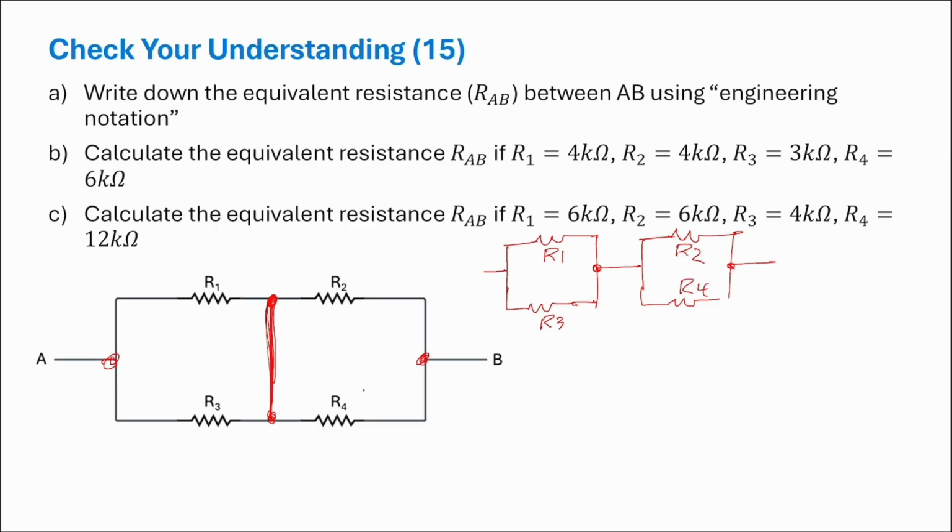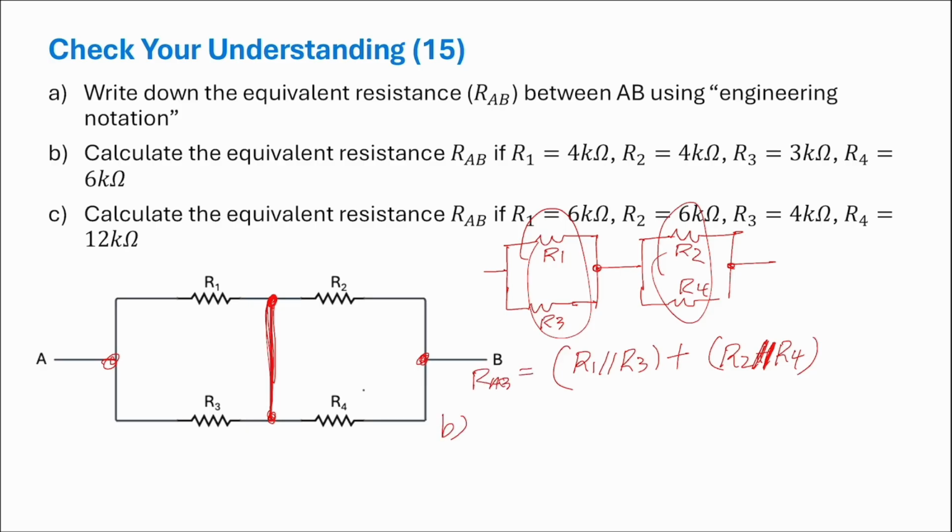R1 and R3, they are connected in parallel. So first R1 parallel R3, and also R2, R4, they are connected in parallel. And then you put the bracket. These two groups, the first group and second group, connect in series. So this is your RAB.